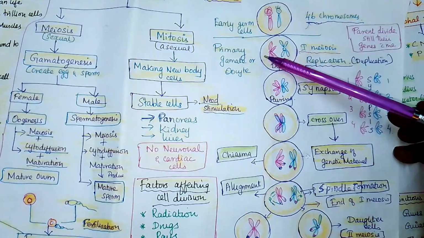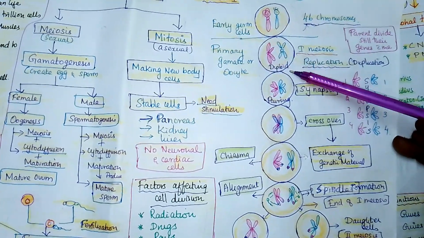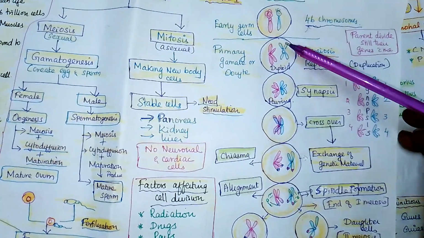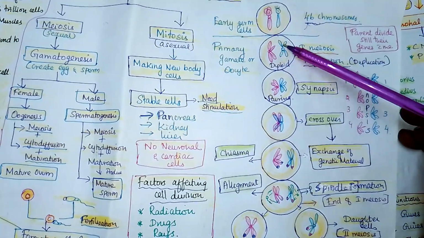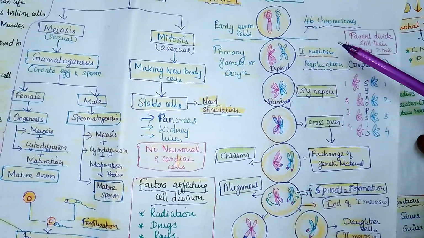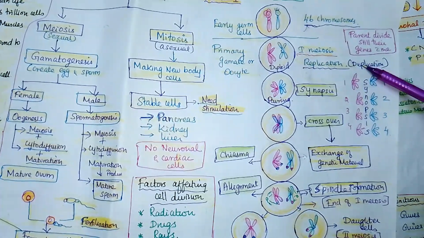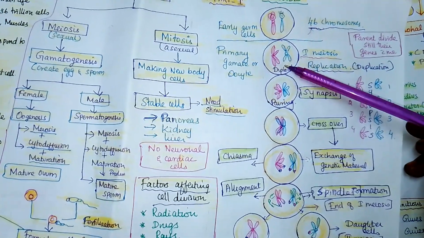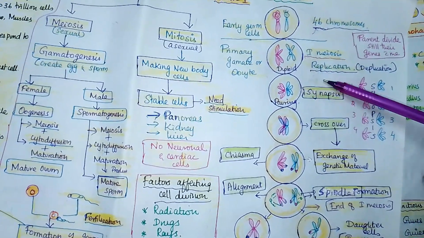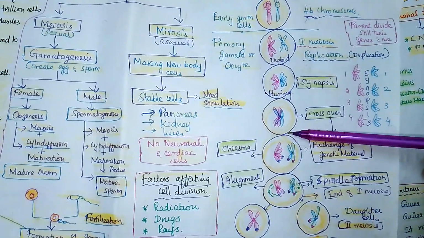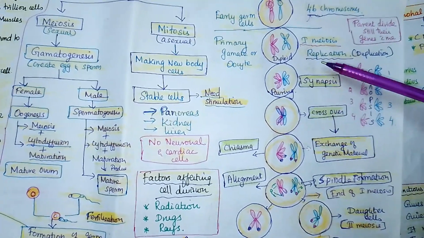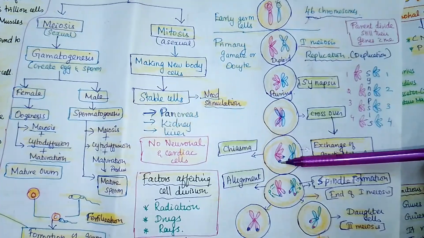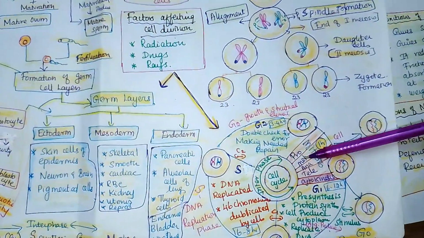So the primary gamete or oocyte undergoes replication. In the first meiotic division, it is a replication, a duplication. The centromere is there and the chromosome becomes double. So it is called replication or duplication. Understand? Afterwards, what happens? Three special things happen only in meiotic division: synapsis, crossing over and chiasma. These three things never take place in mitotic division.